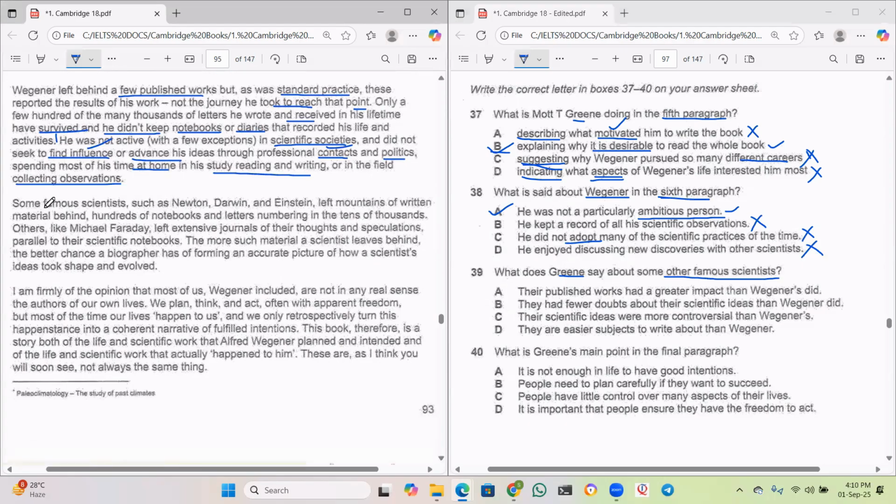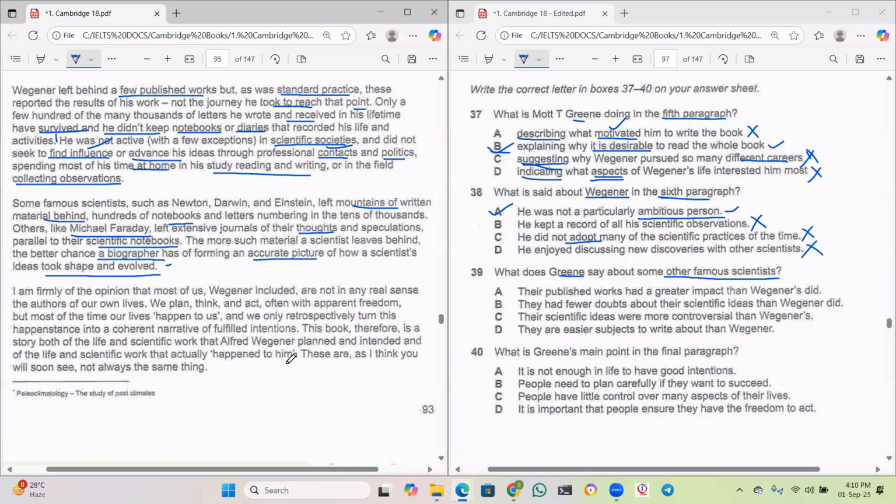So who are they? Some famous scientists such as Newton, Darwin, Einstein left mountains of written material behind, hundreds of notebooks and letters numbering in tens of thousands. Others, like Michael Faraday, left extensive journals of their thoughts and speculations parallel to their scientific notebooks. The more such material a scientist leaves behind, the better chance a biographer has of forming an accurate picture of how a scientist's ideas took shape and evolved.